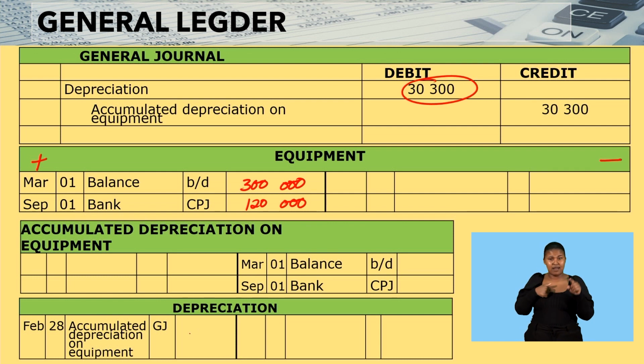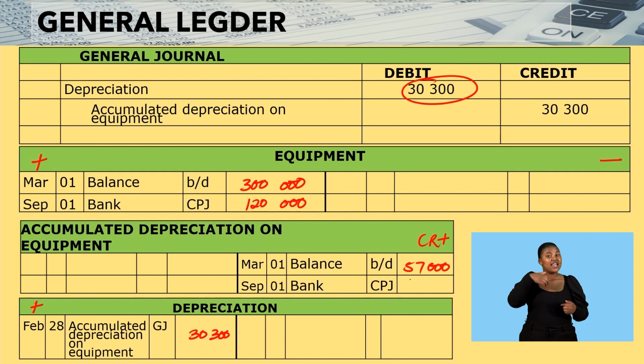We have calculated depreciation, and the depreciation was 30,300. So I come to my depreciation account, and I'm debiting it because it's an expense, remember, 30,300. And then I come to my accumulated depreciation, and I'm going to credit this account. But before I credit it with the 30,300, I remember that I had a balance at the beginning on accumulated depreciation, and that was 57,000. So I then bring my 30,300 as well. This is how you would post to the general ledger.